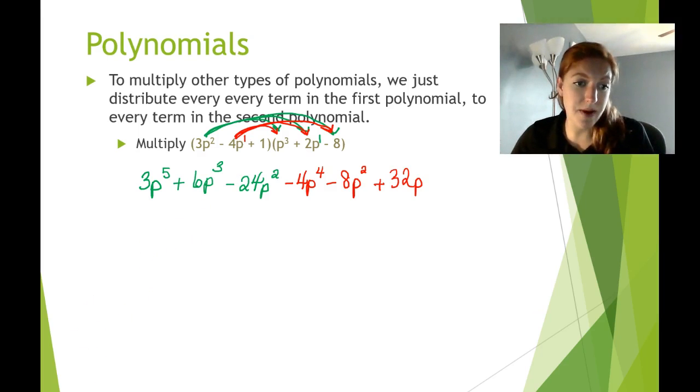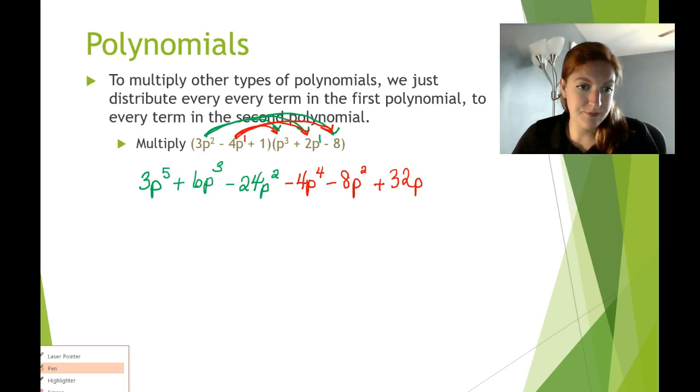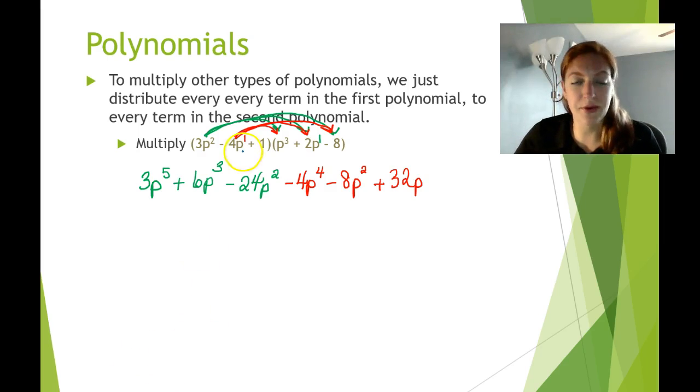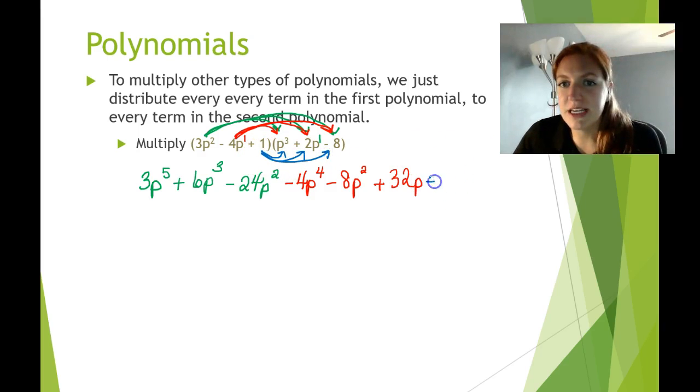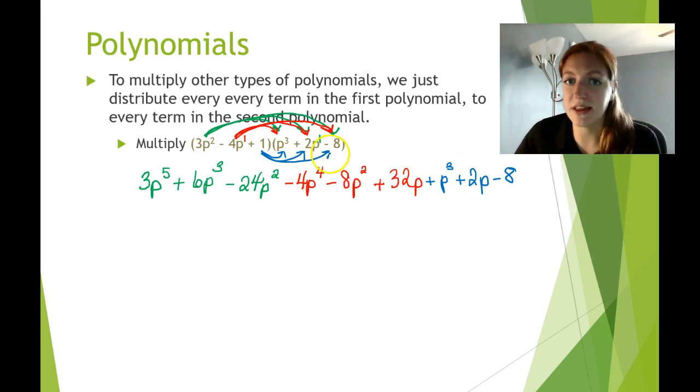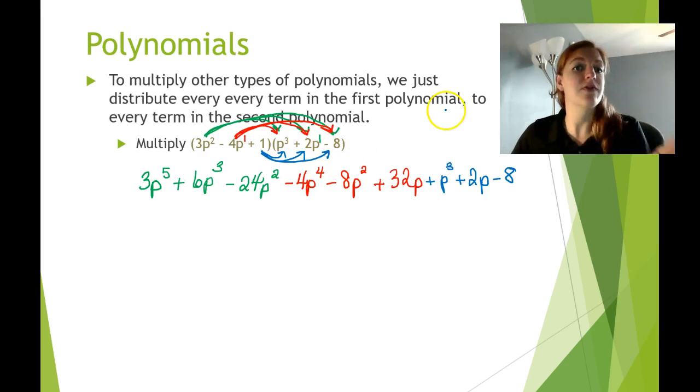Now we just have to finish up by multiplying in that last term. So what do we want? We want blue. Haven't used blue yet. There we go. So I'm going to take that last term, which is 1. This is the easiest, right? Because 1 times anything is just that anything. So it's plus p cubed plus 2p minus 8. Okay, so we've multiplied 1 times everything in that second trinomial. So we've distributed all of the first trinomial into the second trinomial.